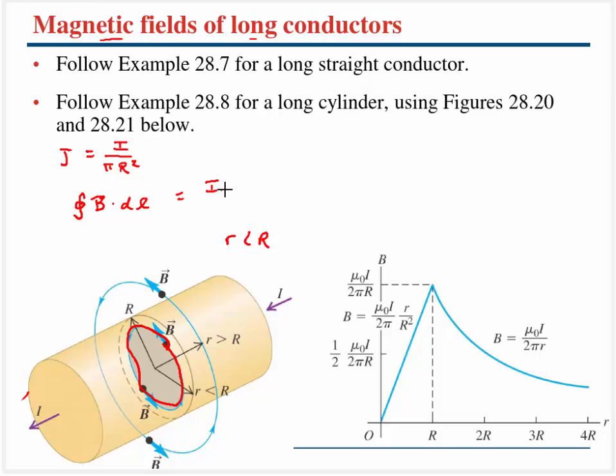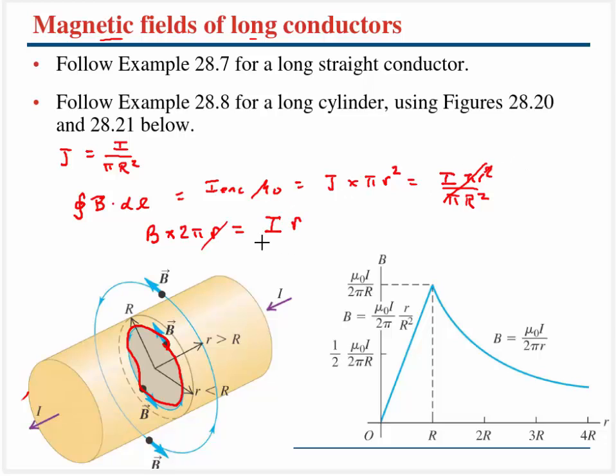That's going to be equal to current enclosed multiplied by mu naught, and that's going to be J multiplied by pi little r squared, or current I times pi r squared divided by pi big R squared. My circular integral is going to say B multiplied by 2 pi little r is equal to all that stuff. Cancel those out, and I cancel out one of those r's, leaving mu naught I multiplied by r, divided by 2 pi big R squared. So it's going to be a linear relationship inside. And then outside I'm going to find what I derived 2 slides ago, which is just mu naught I over 2 pi r.